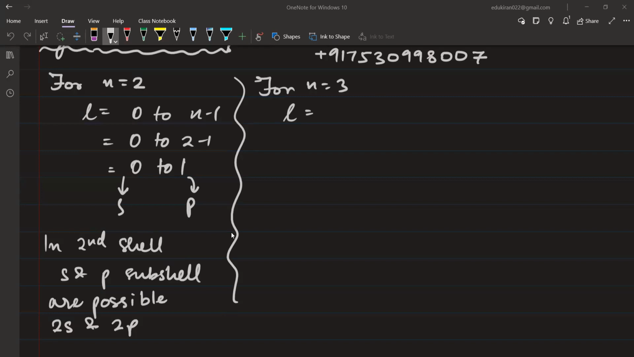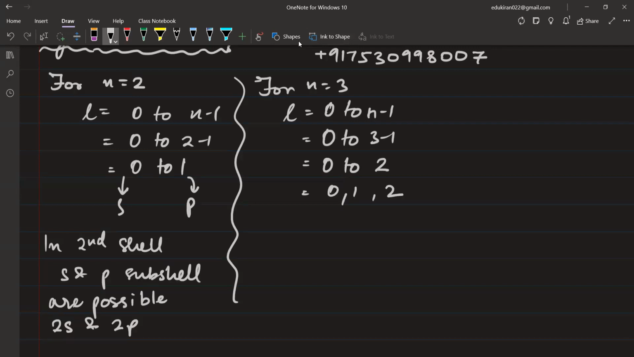L is equal to, turn your mic on. Yes. Siddika, turn your mic on. L is equal to? Yeah. 0 to n minus 1, n being 3. Very good. 0 to 3 minus 1. That will mean 0 to 2. That means 0 to 2 means 0, 1 and 2, right?